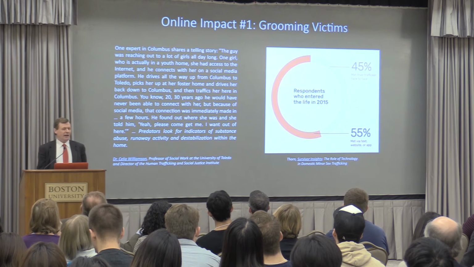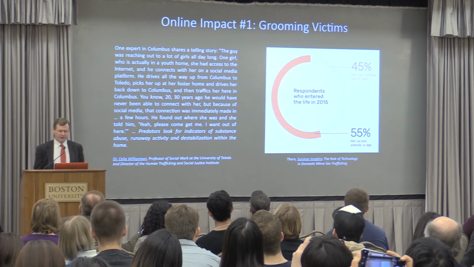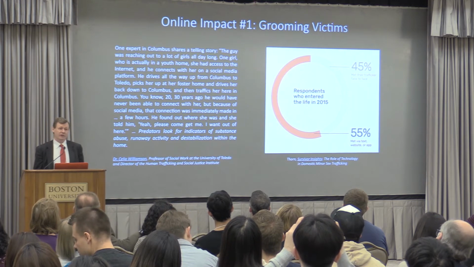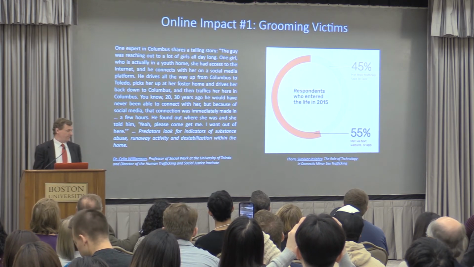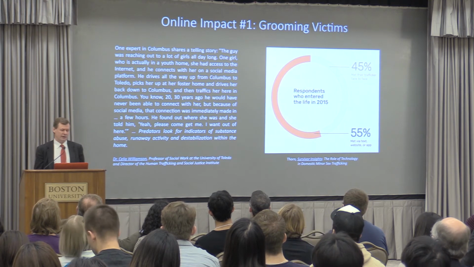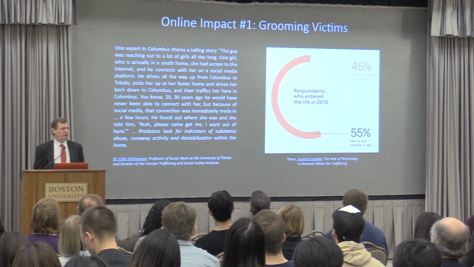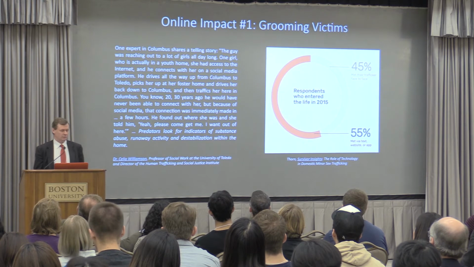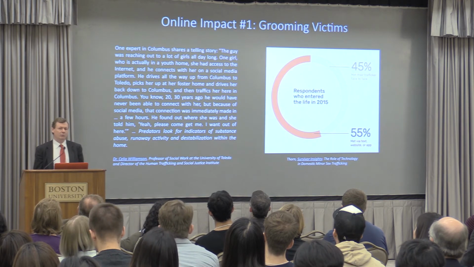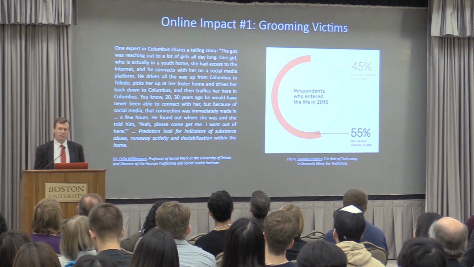First, online impact. In 2015, over half of the people, 98% girls, by the way, who were exploited in the commercial sex industry, met their traffickers first online. You just read that narrative there, you'll see how easy it is for traffickers to connect up with people online in a way that formerly was impossible.